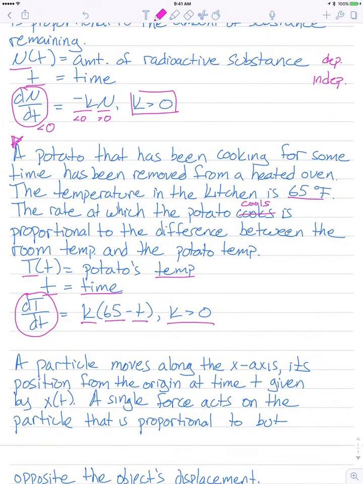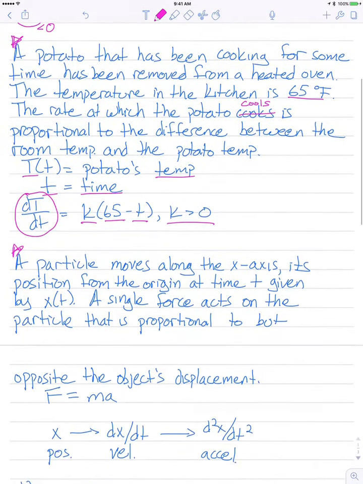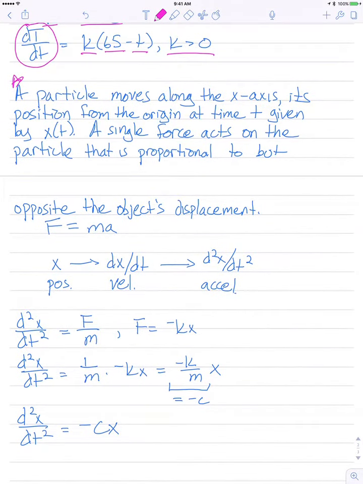Okay, final example. A particle moves along the x-axis, its position from the origin at time t given by x(t). So here our dependent and independent variables have already been defined for us. A single force acts on the particle, and the force is proportional to, but opposite, the object's displacement. So think of it like you have the number line here, and here's 0. If the position of the particle is over here at x, there's a force that's dragging it back this way, and the further you get to the right, the harder that force acts. And similarly, if you were way over here, a force would be acting really hard, pushing it back to the right.